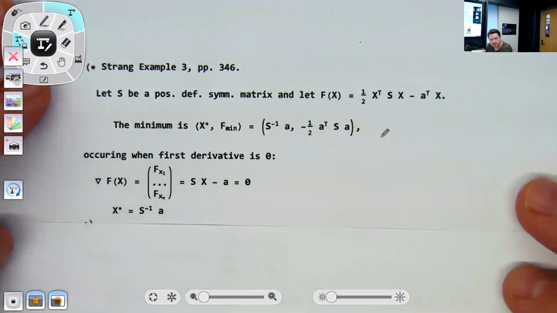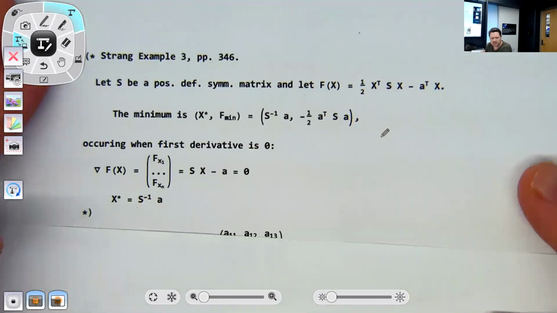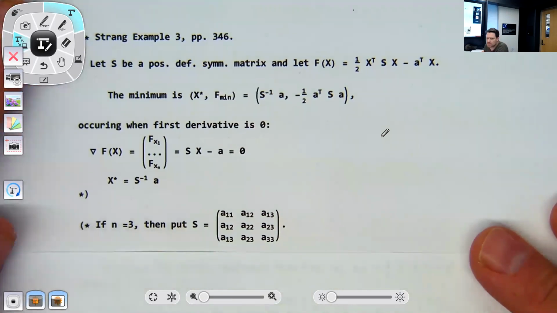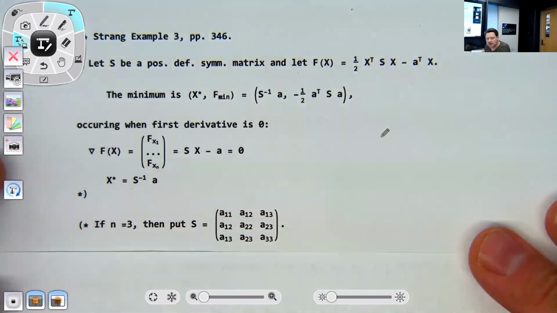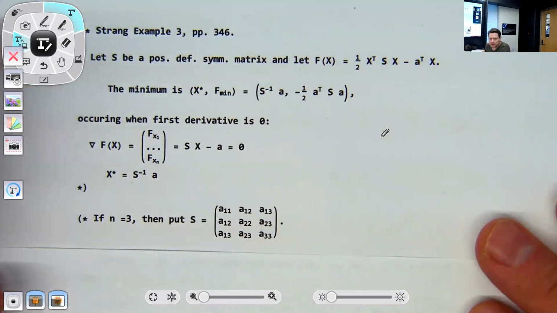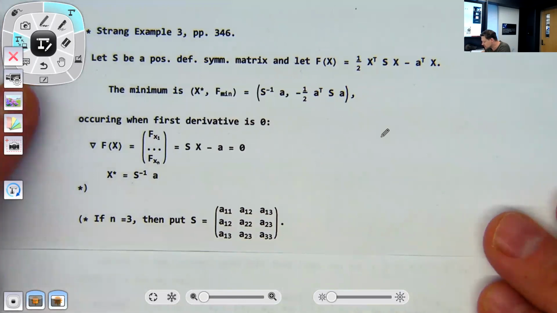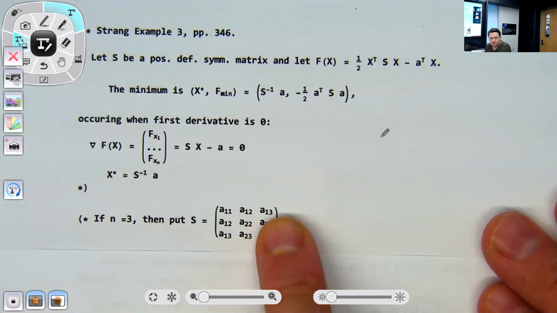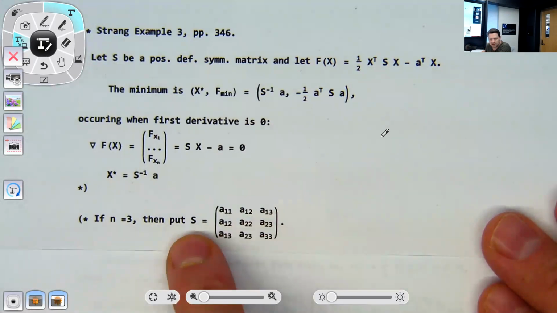But I think what I'm going to do next is show you how to arrive at that with a 3×3. This is general, but if you had a 3×3, then you might find this easier to think about. Okay, so let's write a symmetric matrix S that's 3×3. So you can see it's symmetric there. A13 there, A13 down the bottom.